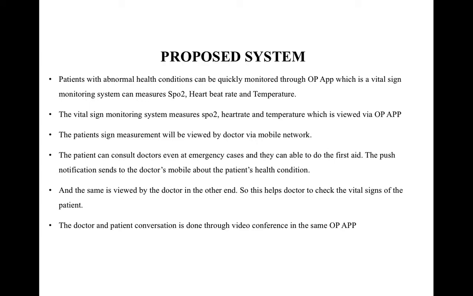So, through the heartbeat rate and SpO2 detector and OP app, the abnormal health condition of the patient can be quickly monitored at home. The vital sign monitoring system measures the SpO2, heartbeat rate, and body temperature of the patients, which can also be viewed in the OP app. The same can be viewed by the doctor, and the doctor and patient connection is done through video conference.